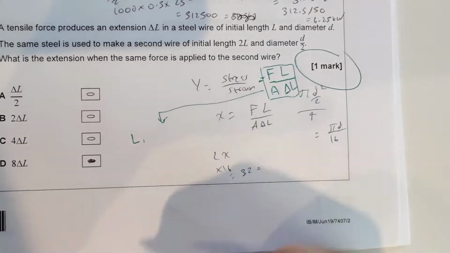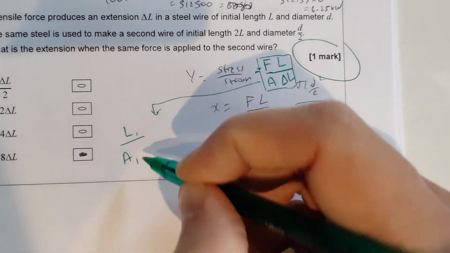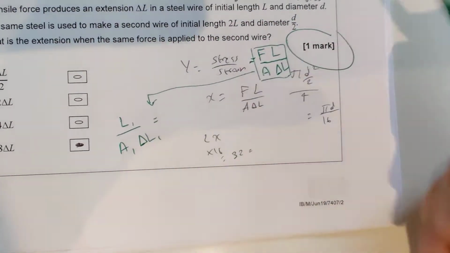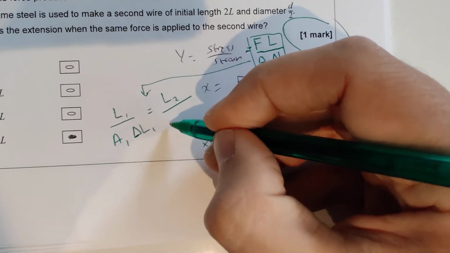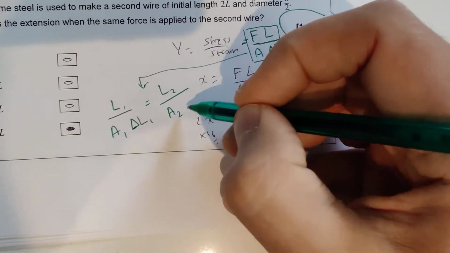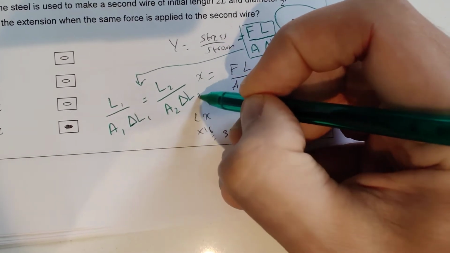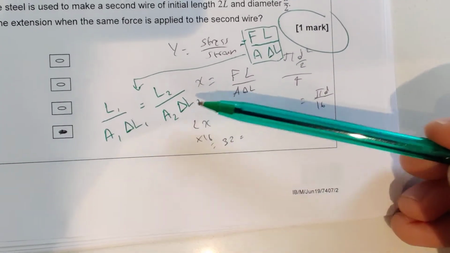The initial length of wire 1, over the area of wire 1, times the extension of wire 1, is going to be equal to the initial length of wire 2, over the area of wire 2, times the extension of wire 2. Remember, the F has just disappeared because we can cancel both sides.